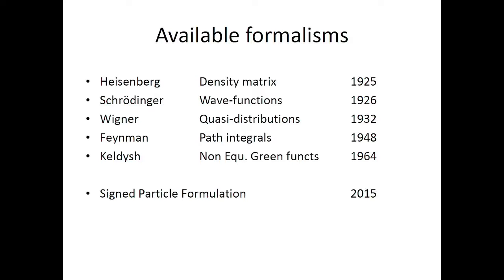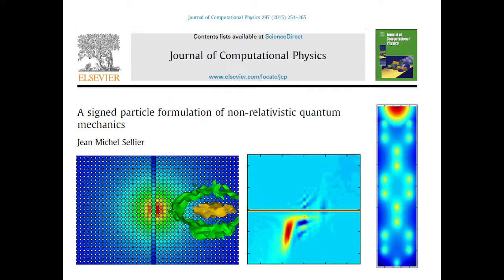But then we started to see other formalisms arriving. For example, in 1932, the very interesting formulation of Wigner, which is based on the concept of quasi-distribution functions, but also the one coming from Feynman or from Keldysh, which are based on the use of path integrals and non-equilibrium Green functions respectively. And in 2015, another formulation of quantum mechanics was published, which is nowadays known as the sign-particle formulation, and this is going to be the main topic of this video.